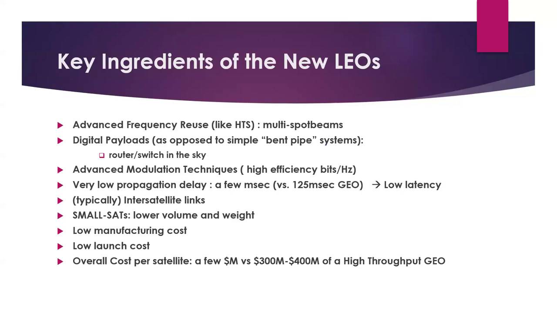Okay, so let's talk about the new LEOs and what are the big things about the new LEOs. They have an advanced frequency reuse, which means they have multiple spot beams to cover different areas. They have digital payloads, which means that in many of these, not in all of them, but in some of them, the signal that you transmit to the satellite is actually demodulated and then remodulated and sent to different places. So it's a more sophisticated place.